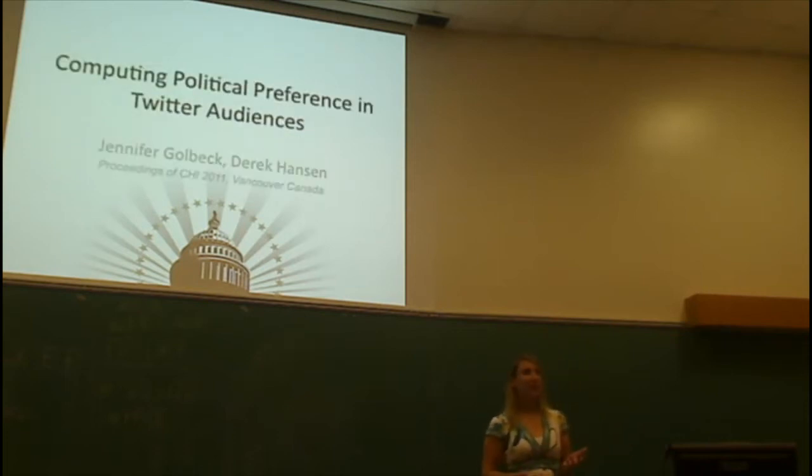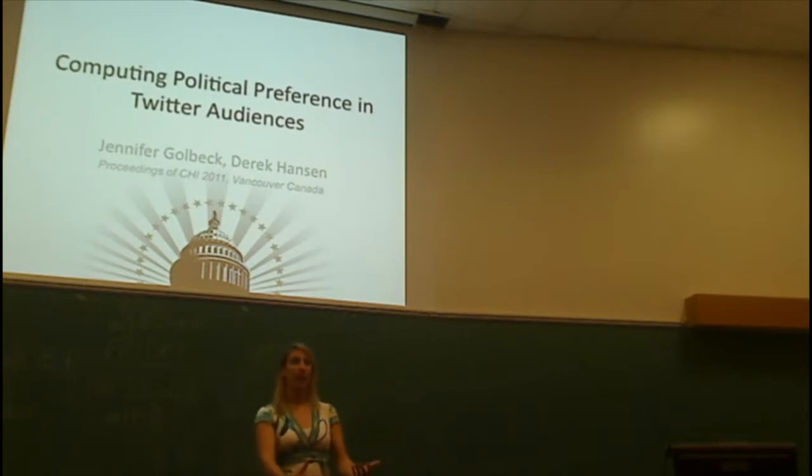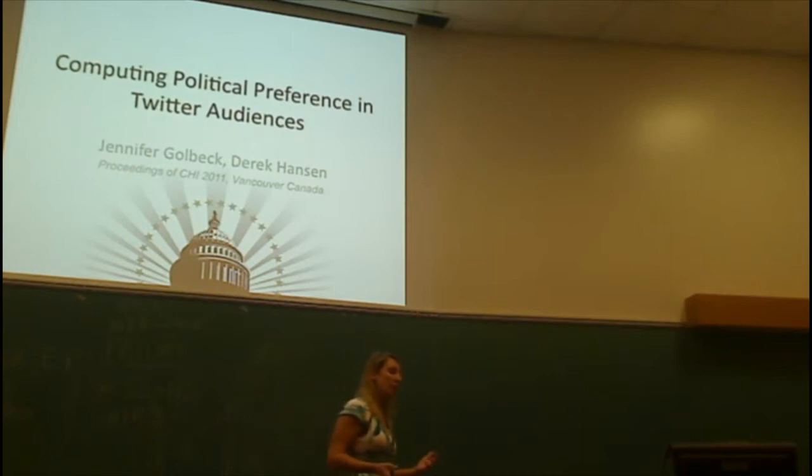Okay, so to shift gears a little bit, I want to talk about the second study, number 2, on computing political preference in Twitter audiences. That first paper is really looking at how people are generating content on Twitter, and this is more about what kind of content people want to consume on Twitter. So we looked back at the audiences, and this is a paper, like I said, that I did with Derek Hansen, and this was in CHI 2011.